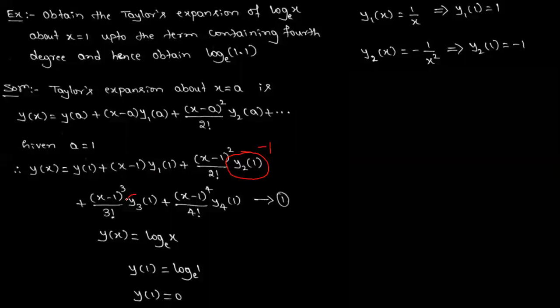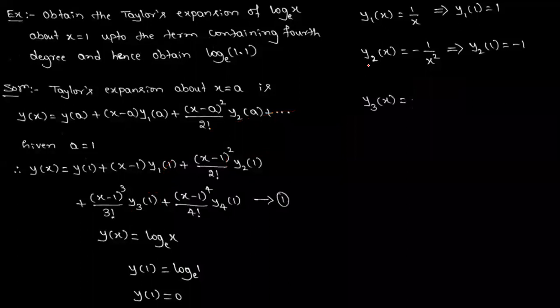Now let us find what is y3. How do we find y3? By differentiating y2. Differentiation of y2 is y3. Now we need to differentiate this minus 1 by x square. First, let us bring this to the standard form. Here we are saying we are going to differentiate this. We have not differentiated yet. We have just written d by dx of this minus 1 by x square.